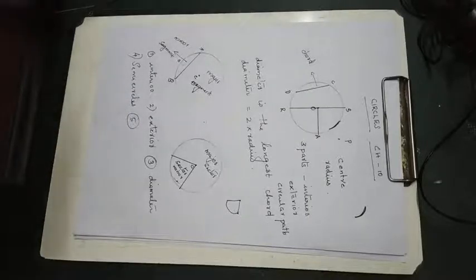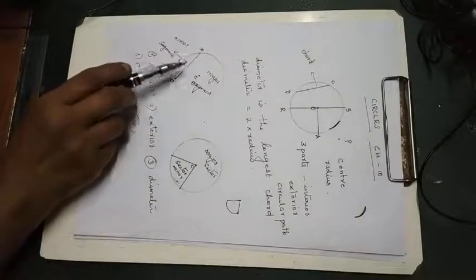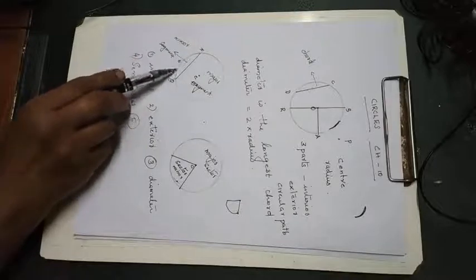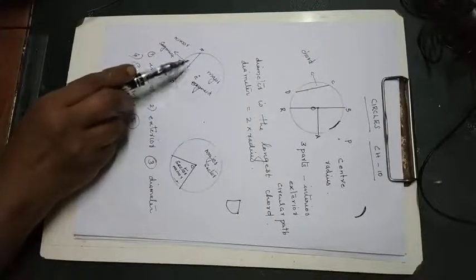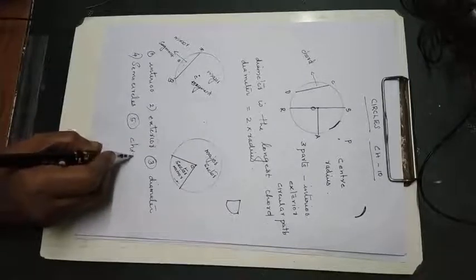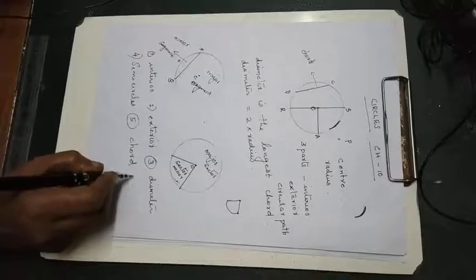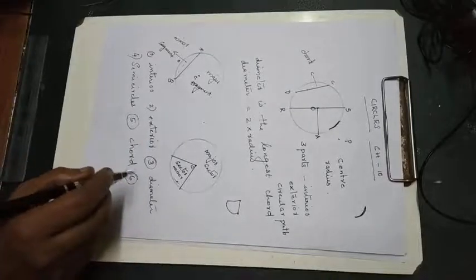Then fifth one, a segment of a circle is the region between an arc and dash of the circle. What is a segment? That is the region between an arc and the chord of the circle. Arc and chord. The region between an arc and a chord is called a segment of the circle.